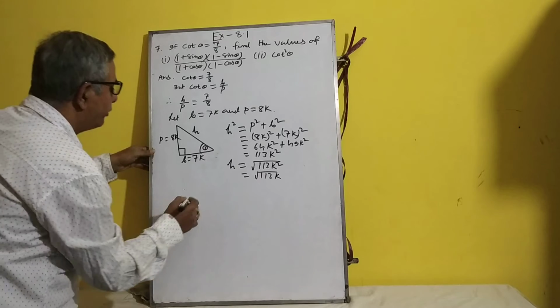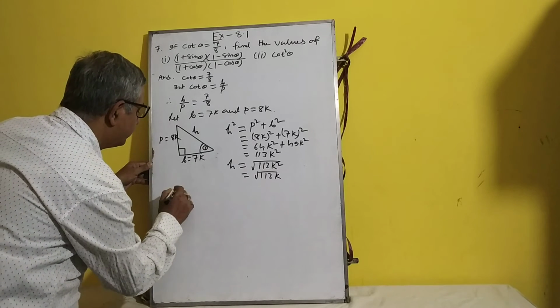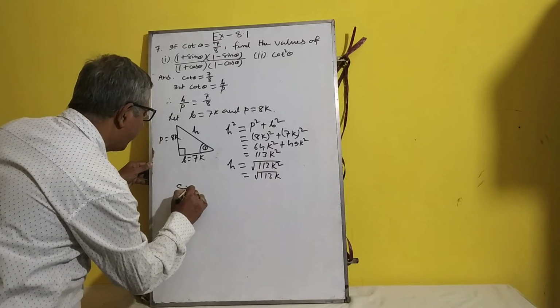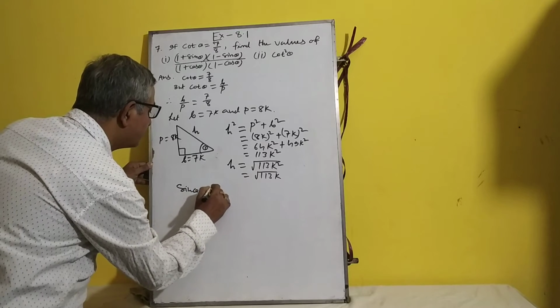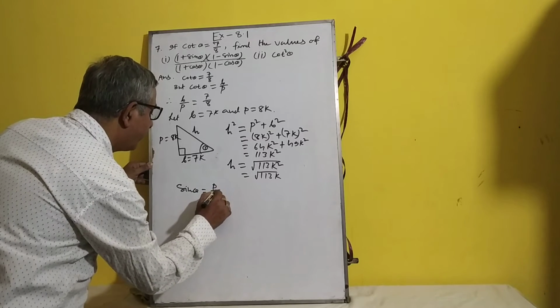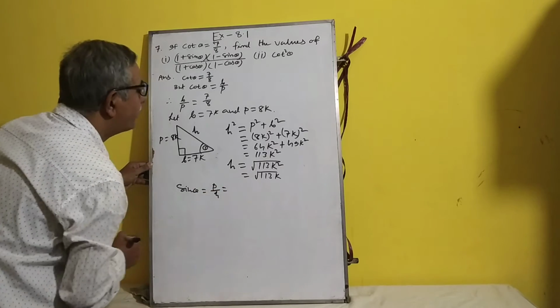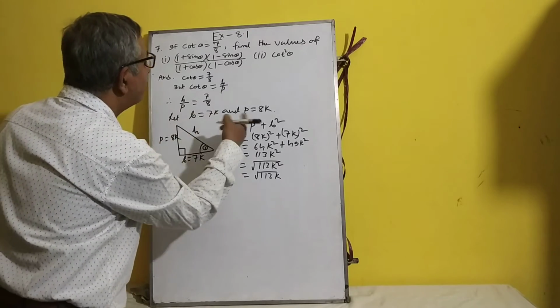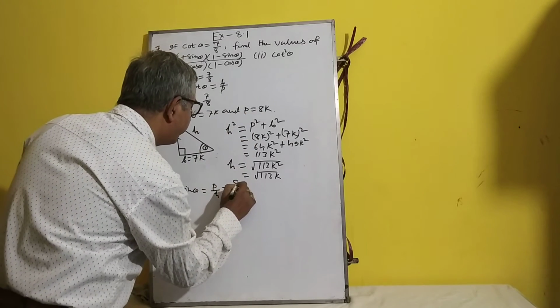Here, what we are doing, first of all, we are getting sin theta, because sin theta will be required. Sin theta is equal to perpendicular by hypotenuse. What is perpendicular here? Perpendicular is equal to 8K.